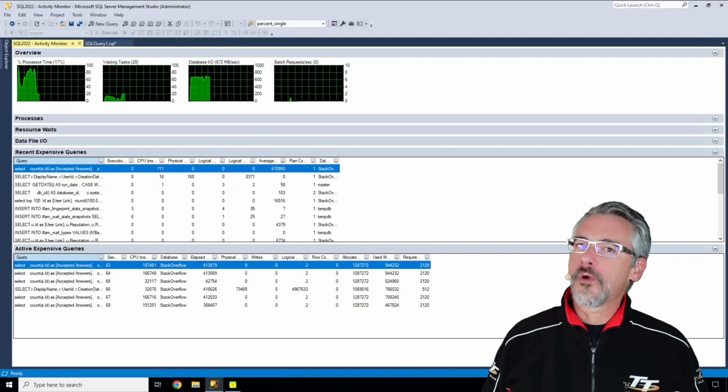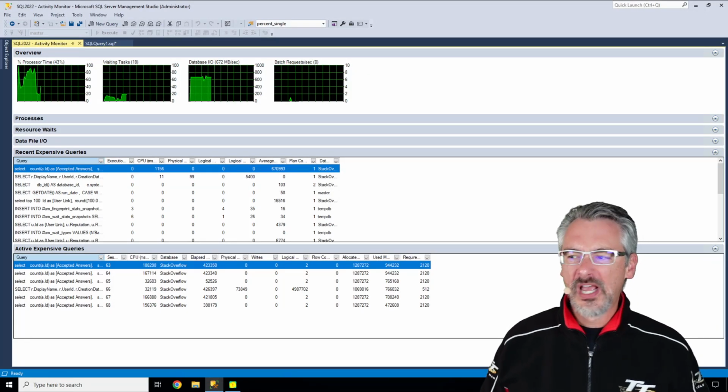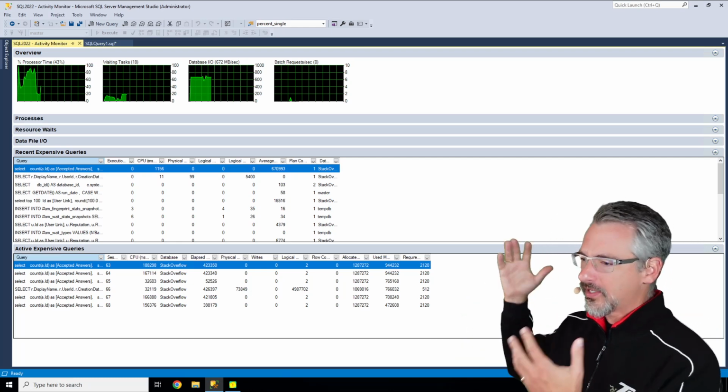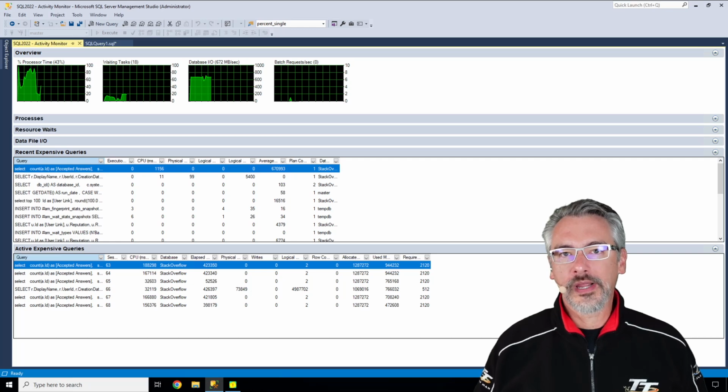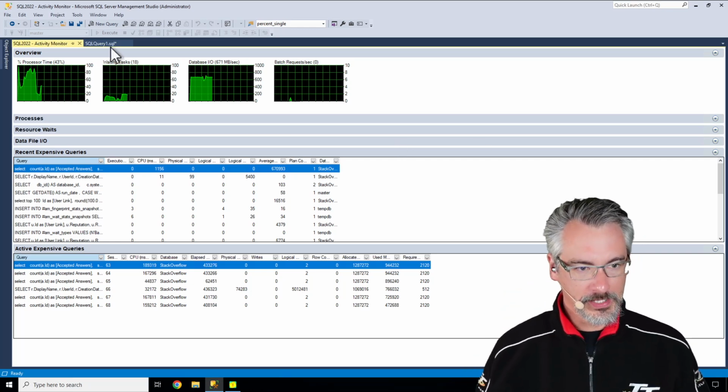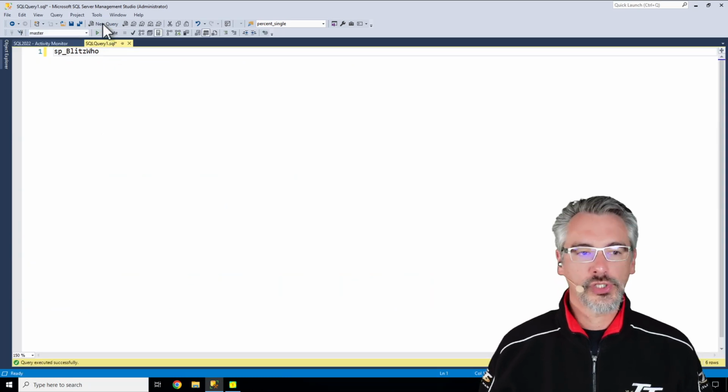You want to know what queries are running right now in your database? Maybe you've tried Activity Monitor and you're just really frustrated because it doesn't show you a clear picture of what's going on, doesn't update fast enough. I agree. I had the same problem, and that's why we wrote sp_BlitzWho.